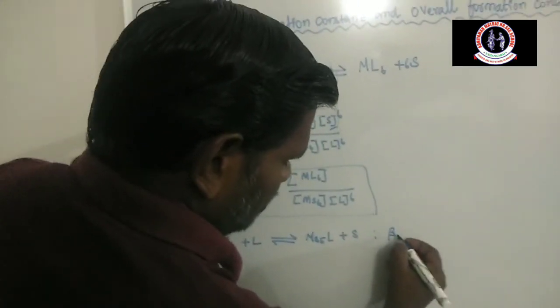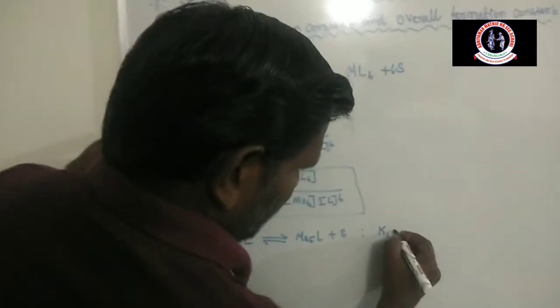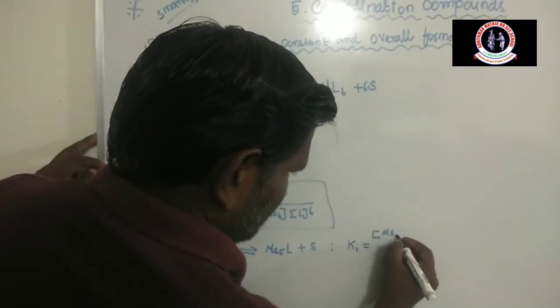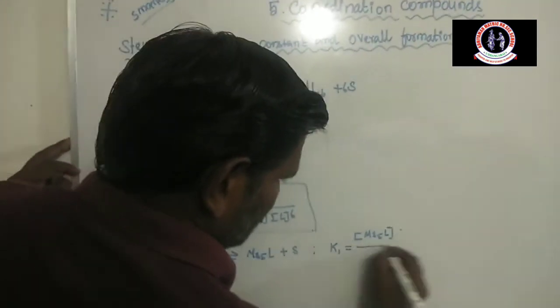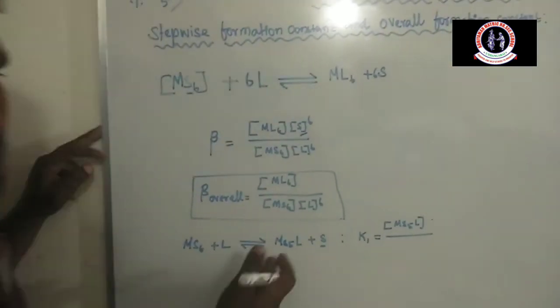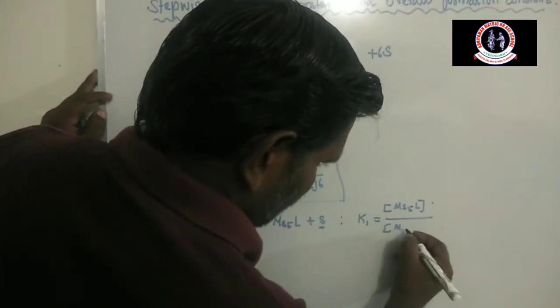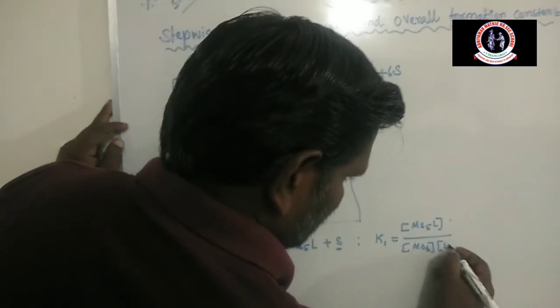So K1 is equal to the concentration of MS5L divided by, since S means solvent, it is not written here, only the concentration of MS6 into L.